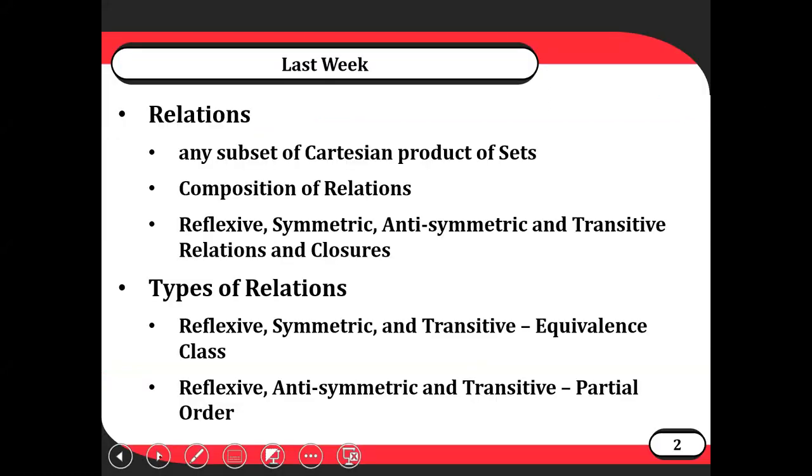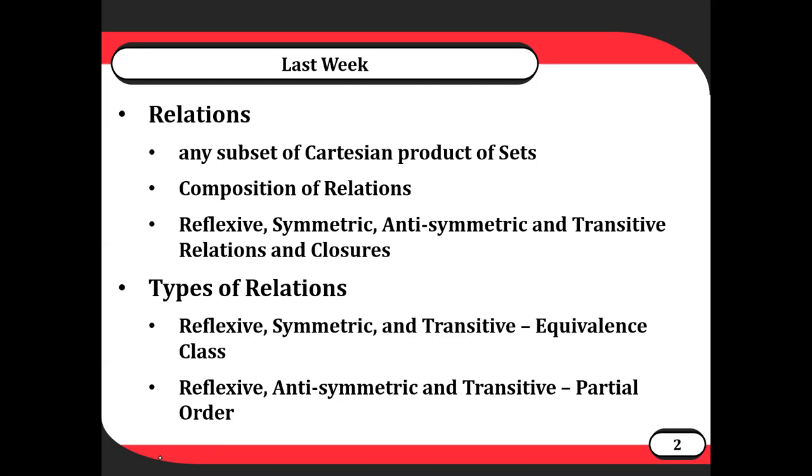So let's foresee what countability. Last week we talked about relations. A relation is basically any subset of the Cartesian product of two sets, or it could be more sets, but we took binary relations, which are two sets. And we took the composition of relations, so how to say relation R follows from relation S, and it's simply you follow the arrows from one relation to the next.